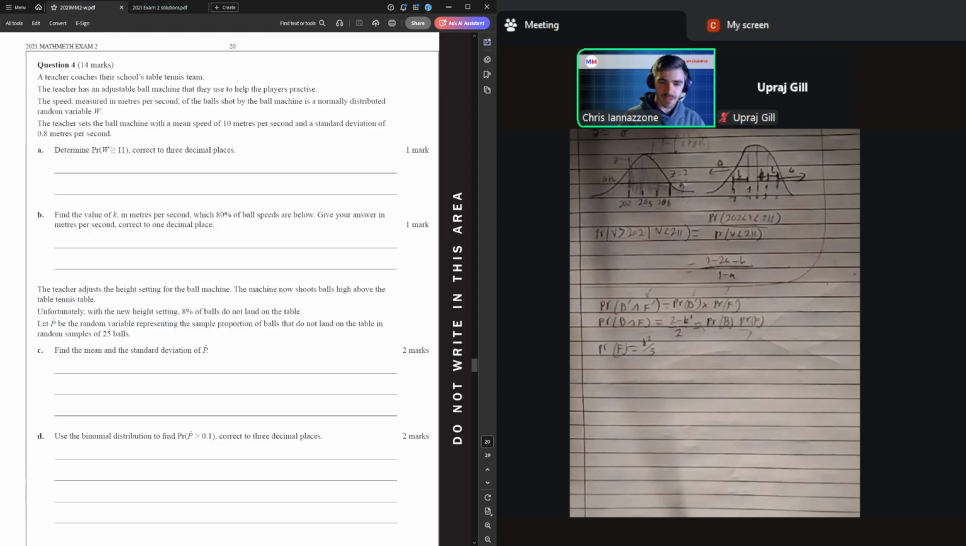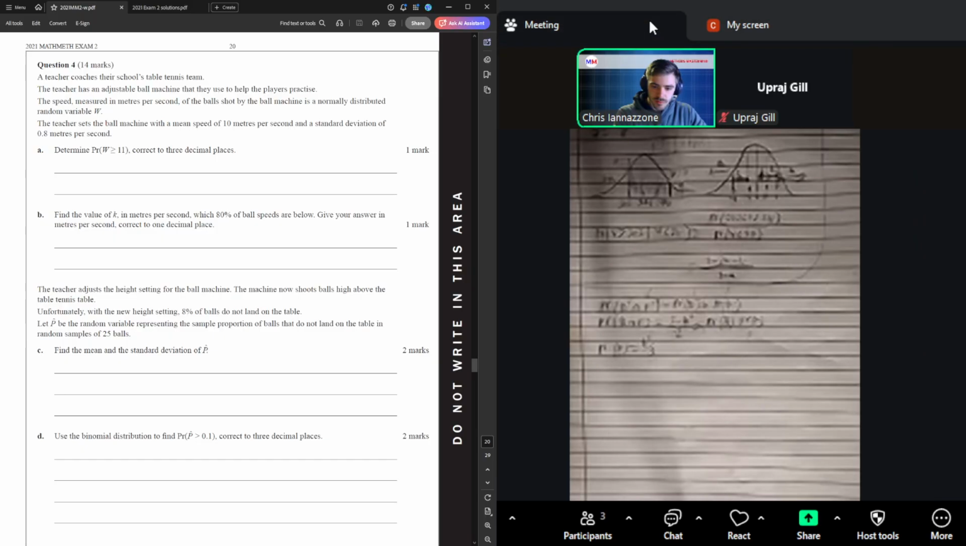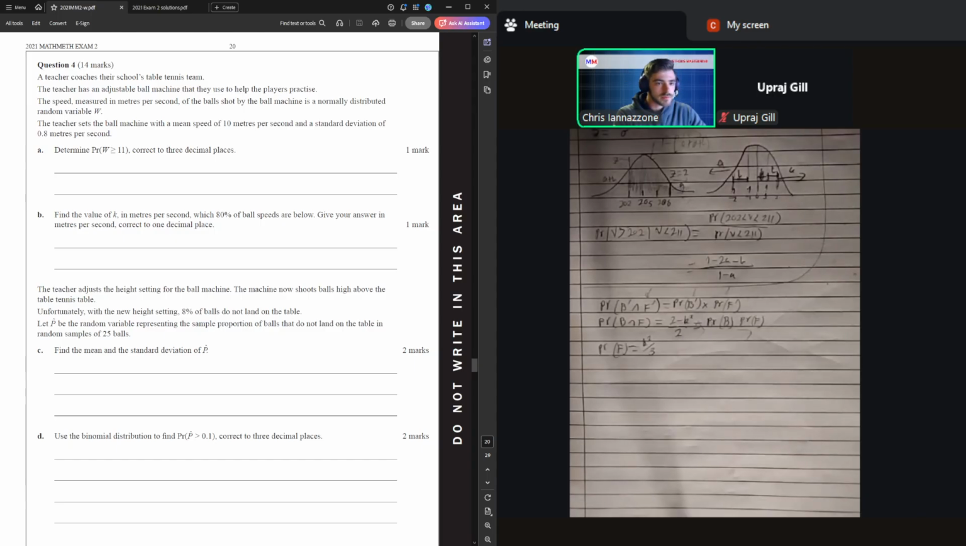Yeah, same plan as before. We're going to continue on with the exam. I've got it up from question 4. Once again, you have a copy of the exam plus the solutions if you want to look at those. Starting at question 4 from the top.